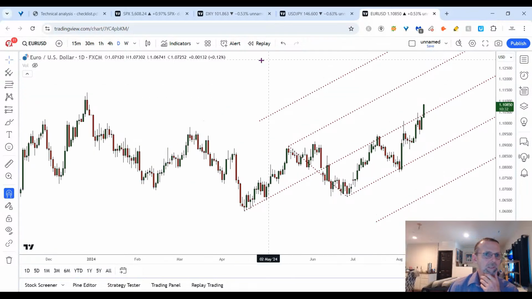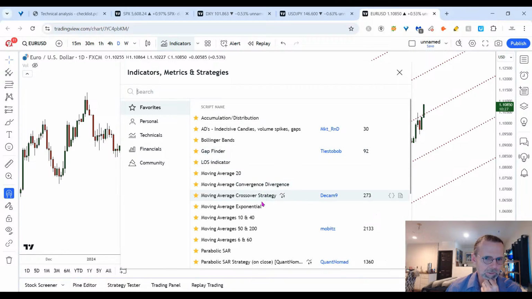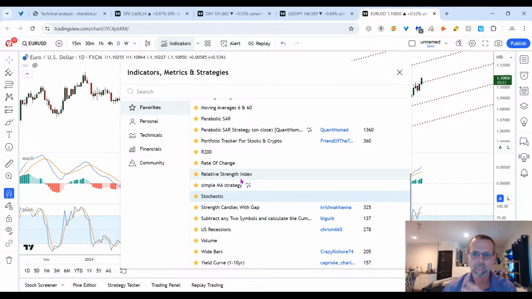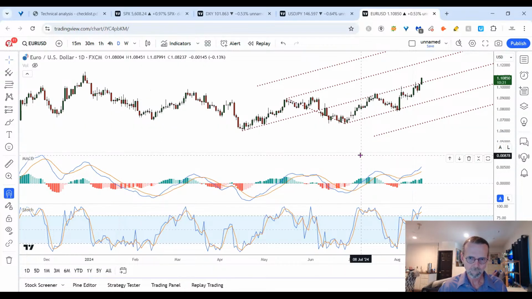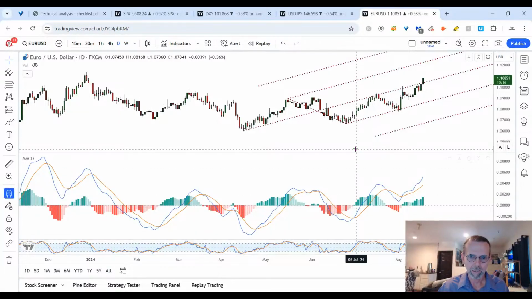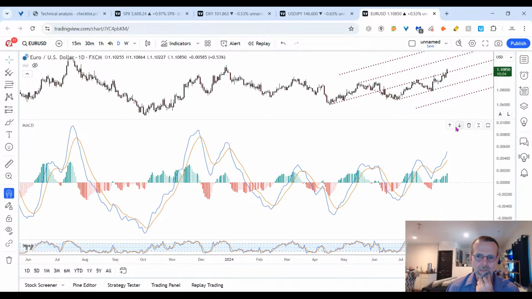So let's look at the MACD and stochastics. There's MACD, there's stochastics. We scrunch that down. And so MACD in bull mode, both indicator lines above the 0 level, clearly on a buy signal, and climbing sharply. So a lot of momentum to the upside.